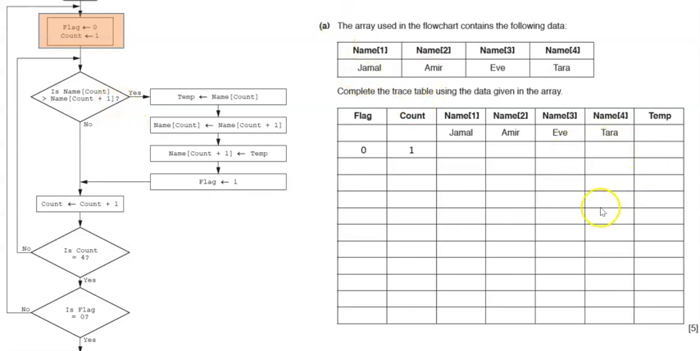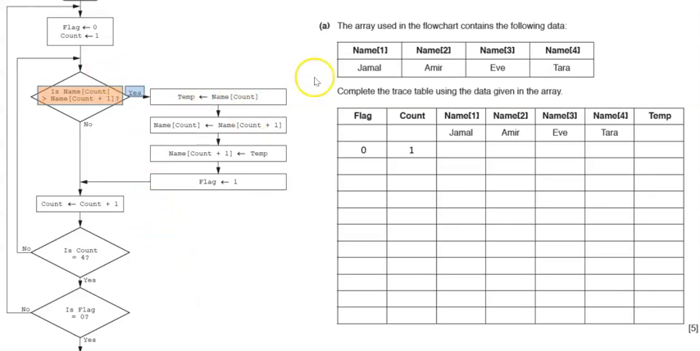Now, some people seem to think that we are looking at the number of characters in the name, but actually this is just a simple bubble sort. We're trying to sort the names so they appear alphabetically from A to Z. So looking at the first part of this algorithm, we've got is name count, Jamal, greater than name count plus one. So we're saying here, should Amir come before Jamal if we are to sort the list alphabetically?